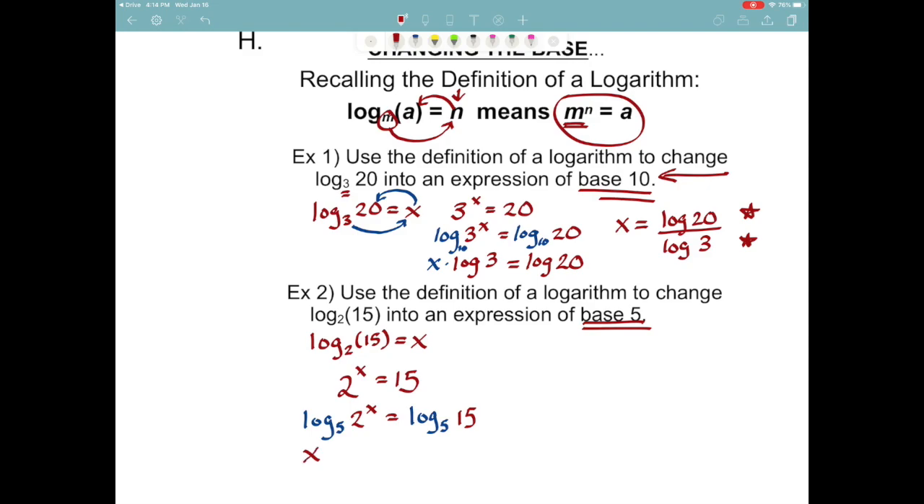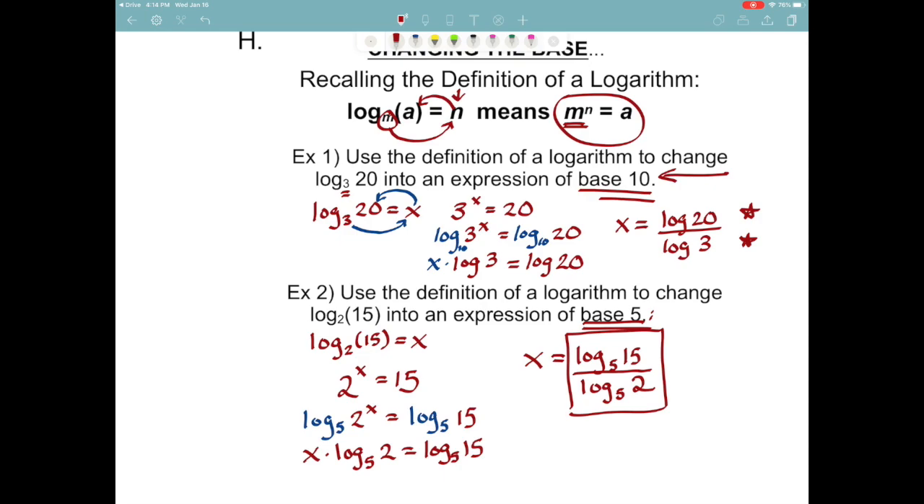We'll use that power property. So we have x times log base 5 of 2 equals log base 5 of 15. Last step would be to divide each side so that we can get our x by itself. We have x equals log base 5 of 15 divided by log base 5 of 2. And now we have an expression here that is in log base 5. That's what we refer to as changing the base.